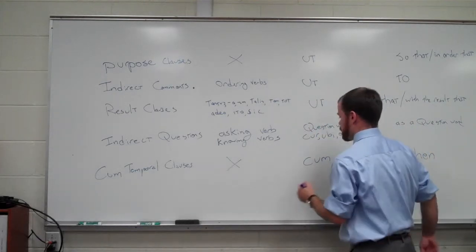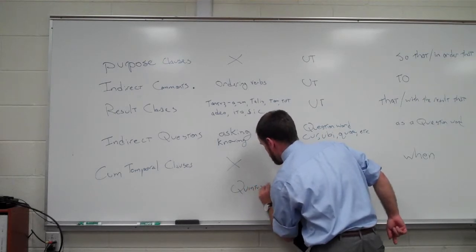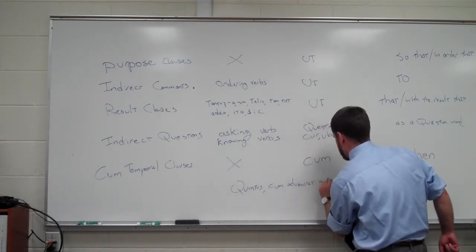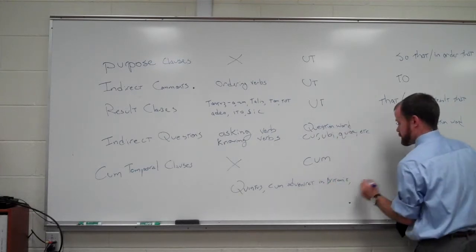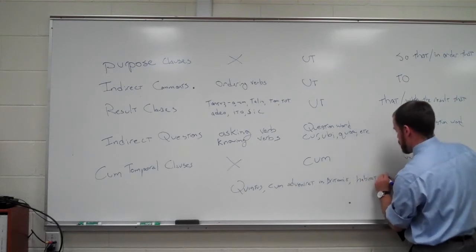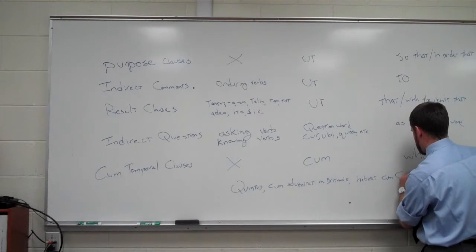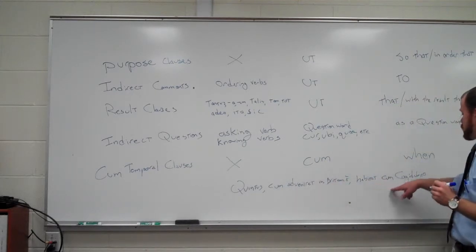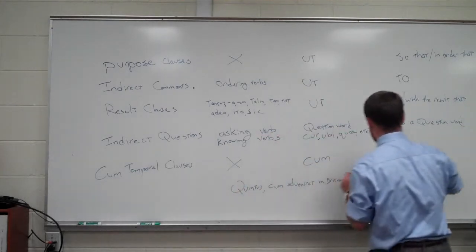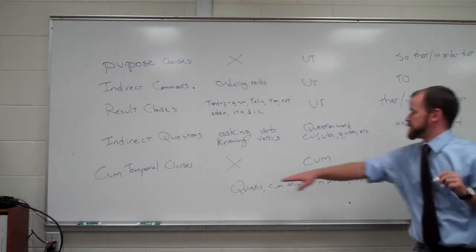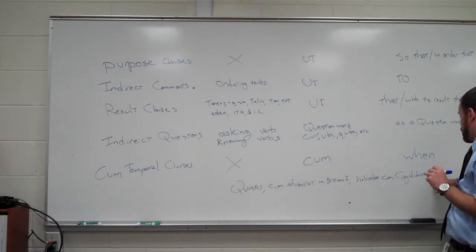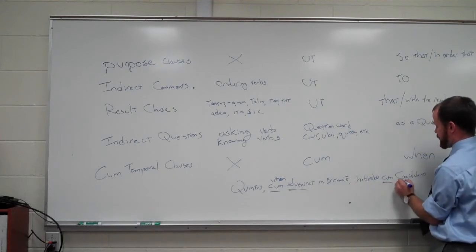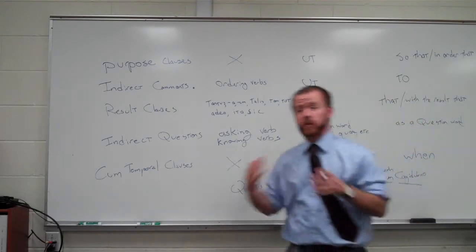So let's think of an example. Quintus cum advenisset in Britanniam, habitabat cum Cogidubno. So Quintus, when he arrived in Britain, was living with Cogidubnus. Notice, cum plus a subjunctive, "when," cum plus an ablative, "with." All right, you want to be careful with those two distinctions.